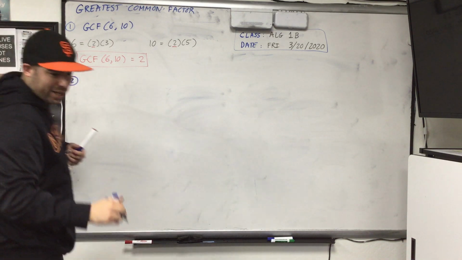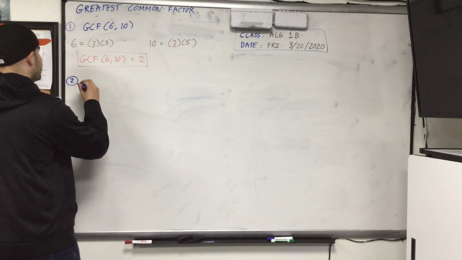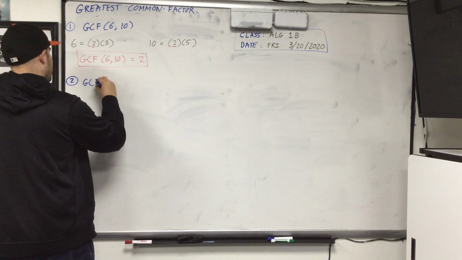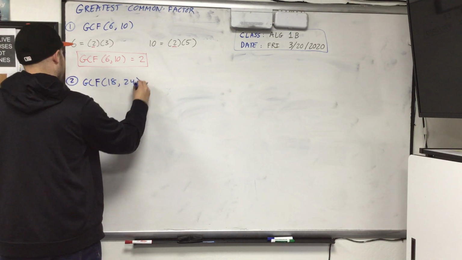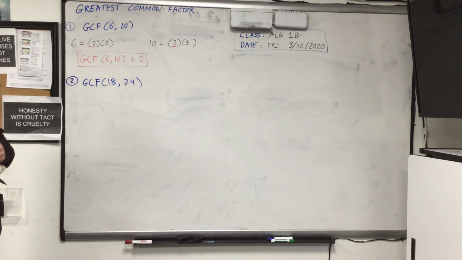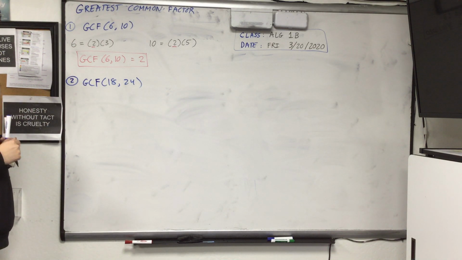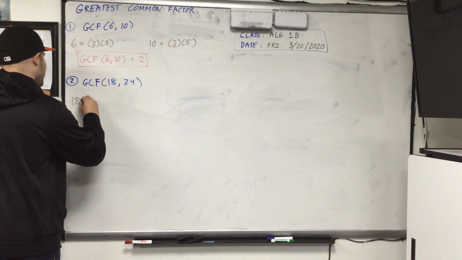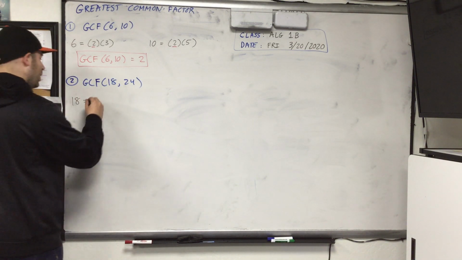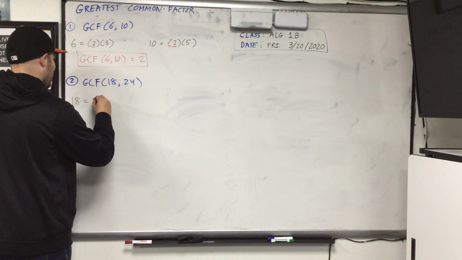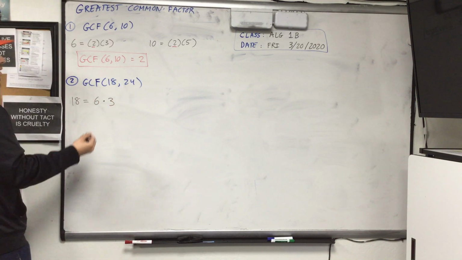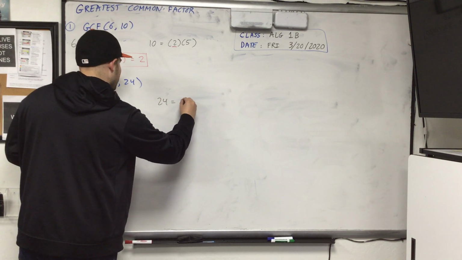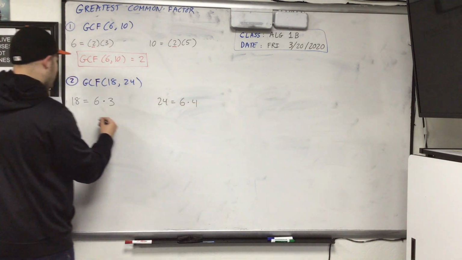But if I have a more complicated case, like 18 and 24, let's say we know the answer, but I just want to make sure that we're all on the same page as to how we get there. 18 can be broken down into, let's go with 6 times 3. And 24 can be broken up. Let's go with 6 times 4. So I'm going to break this up now.